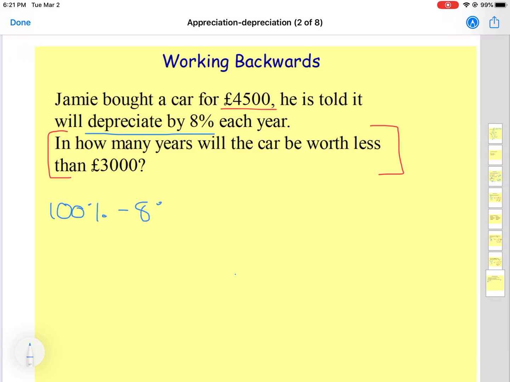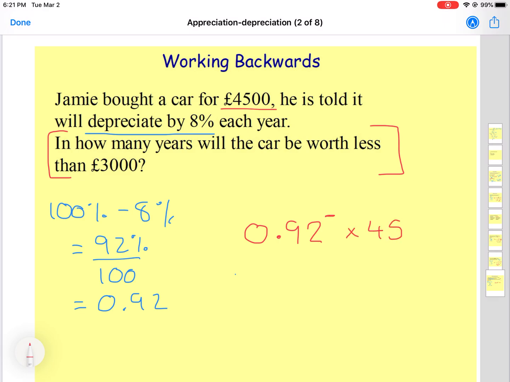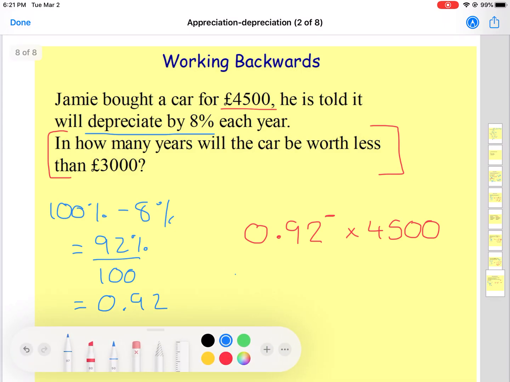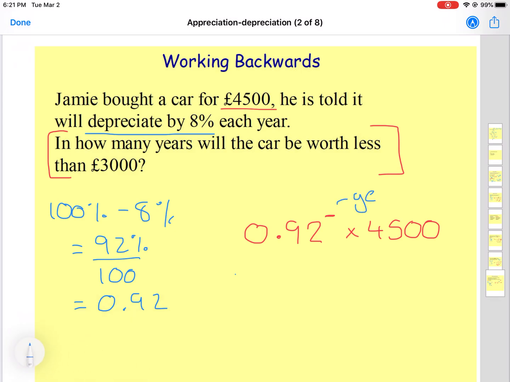100%, take away the 8, since it depreciates by 8%, gives me 92%. Divide that by 100, and I get 0.92. So my calculations are going to have to be 0.92 to some unknown power times by 4,500. Now I don't know how many years, that's what I need to figure out. So this unknown power is the years, how many years it has taken.